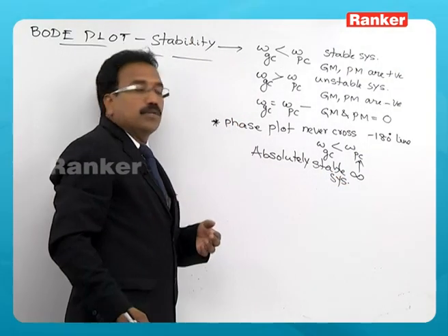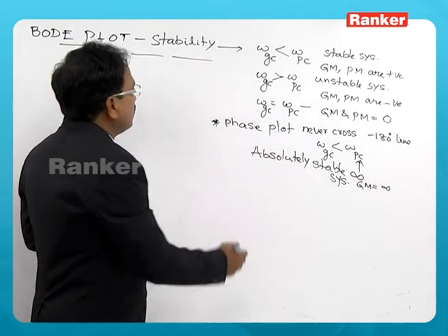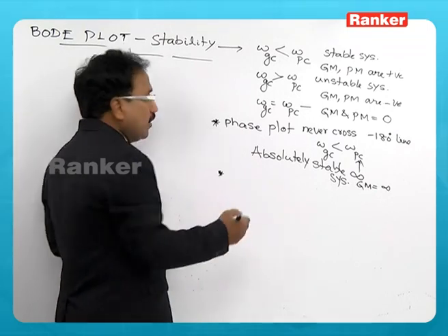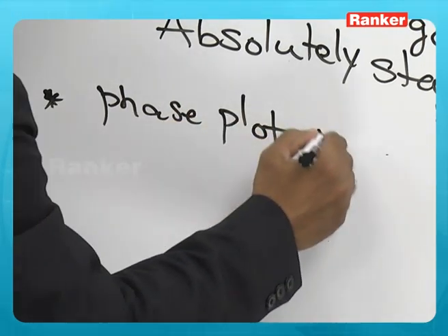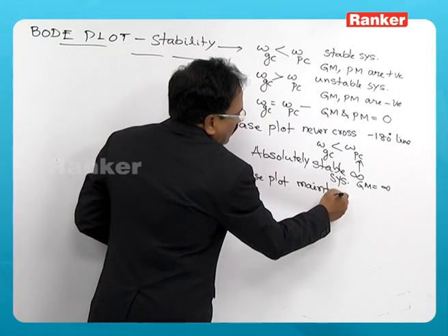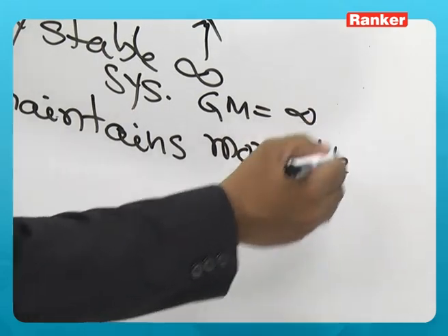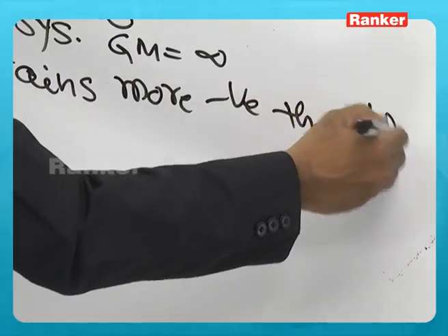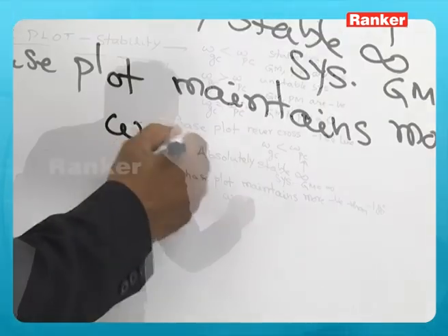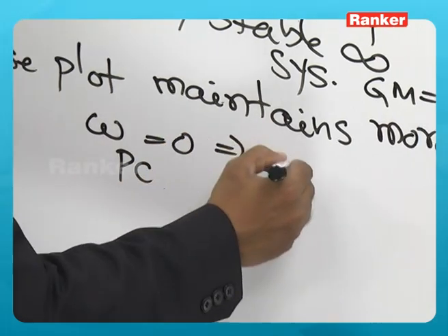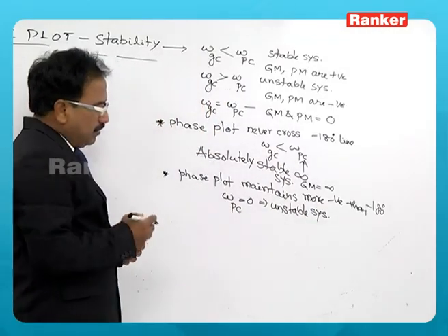Absolutely stable system, because the gain margin is infinity. And there may be a situation where the phase plot maintains more negative than minus 180 degrees, then omega Pc is 0, indicating that it is an unstable system. It is an unstable system.